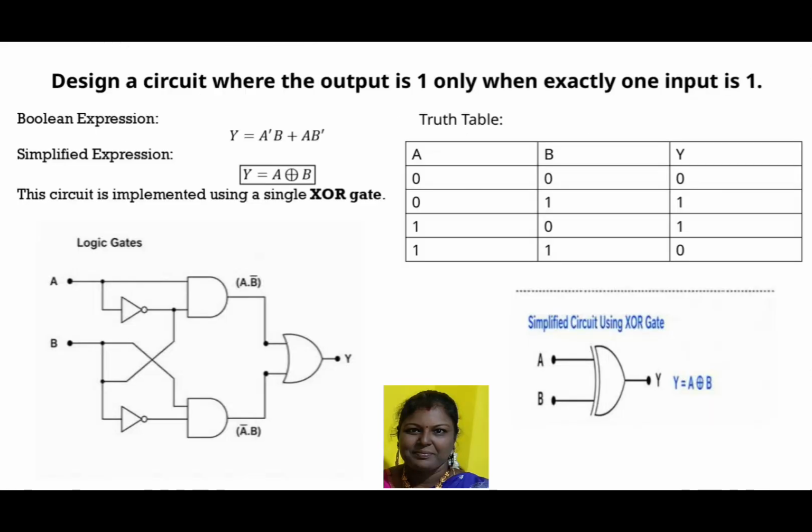Here, we have a truth table showing two inputs, A and B, and an output. The output is 1 only when exactly one of the inputs is 1, either A or B, but not both. When both inputs are 0 or both are 1, the output is 0. This is the classic behavior of an exclusive OR, or XOR, gate. Our goal is to design a circuit that matches this pattern precisely.